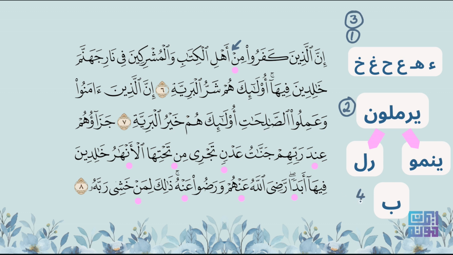And iqlab is number 4. Okay, I'm gonna hide. This is ikhfa, to hide. Okay. So here I have a noon sukoon with a dal after it. So there will be a ghunna. Always with the ikhfa haqiqi, there is a ghunna.